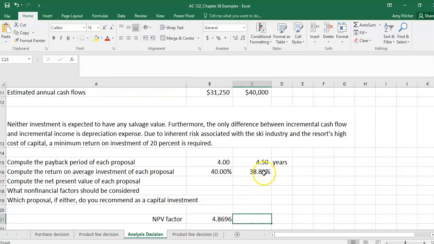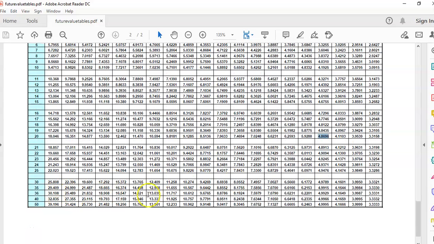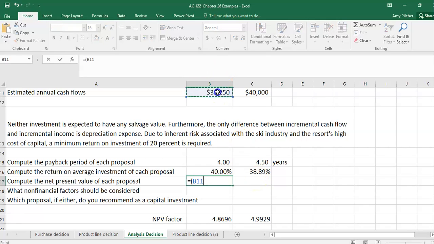And here we have 36 years. So 20% at 36 years is 4.9929. So for our net present value, we take the cash flows times our factor and then subtract the initial investment.